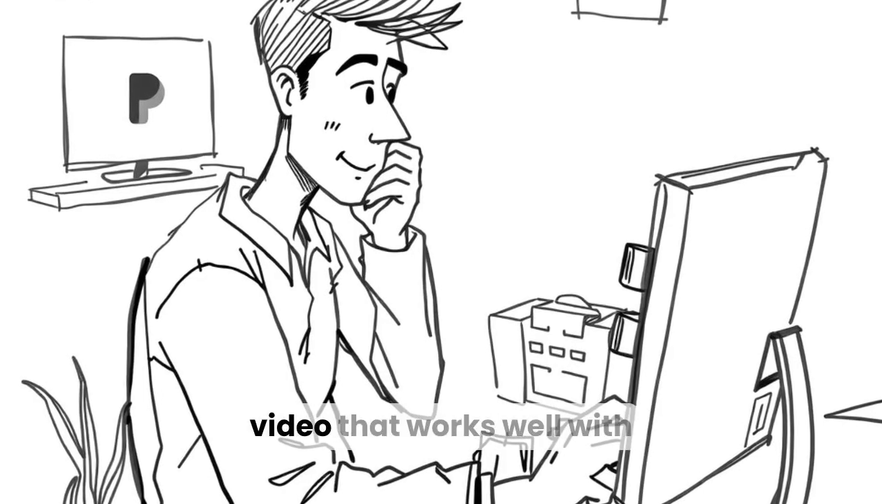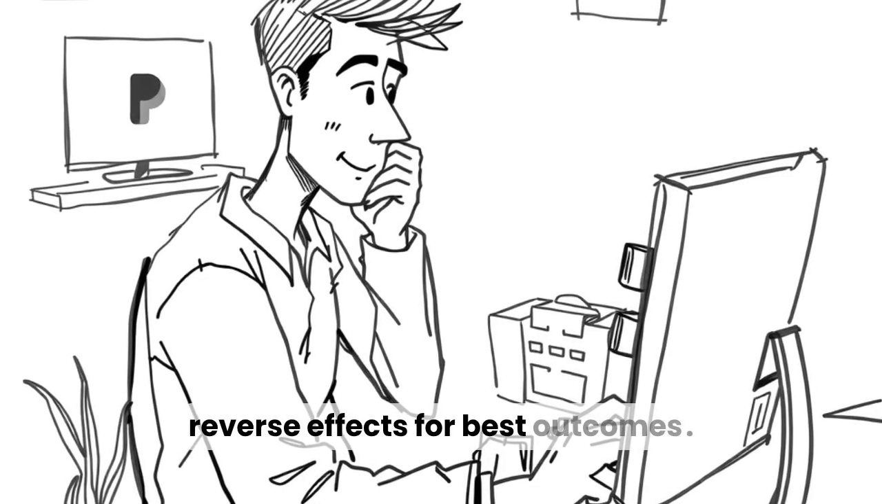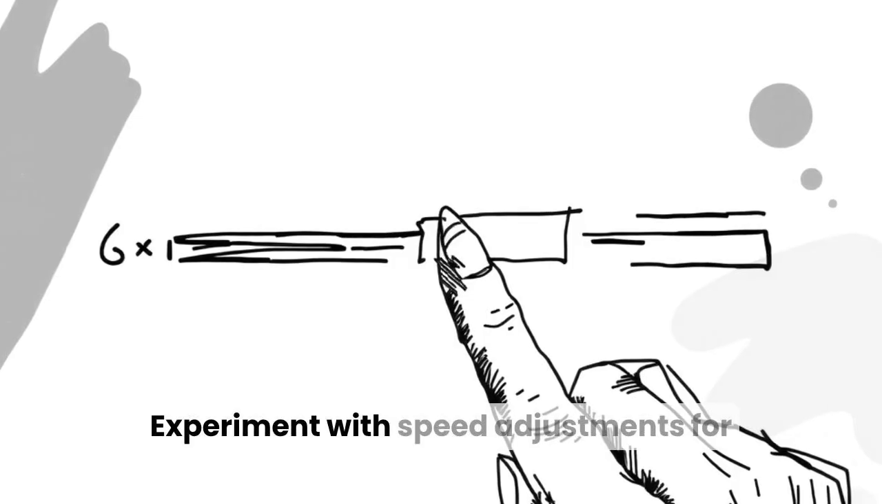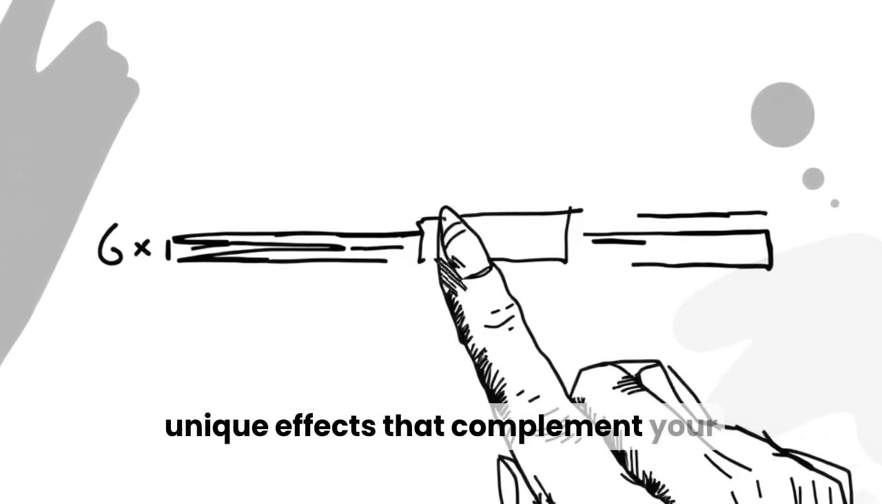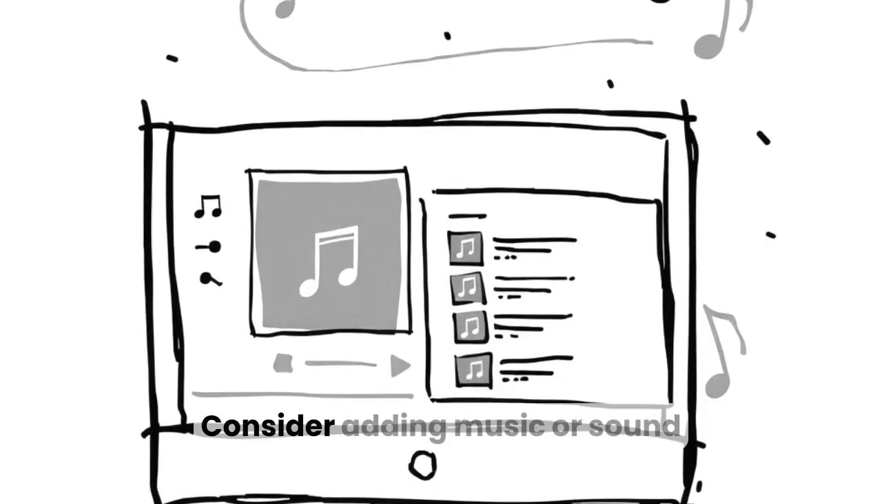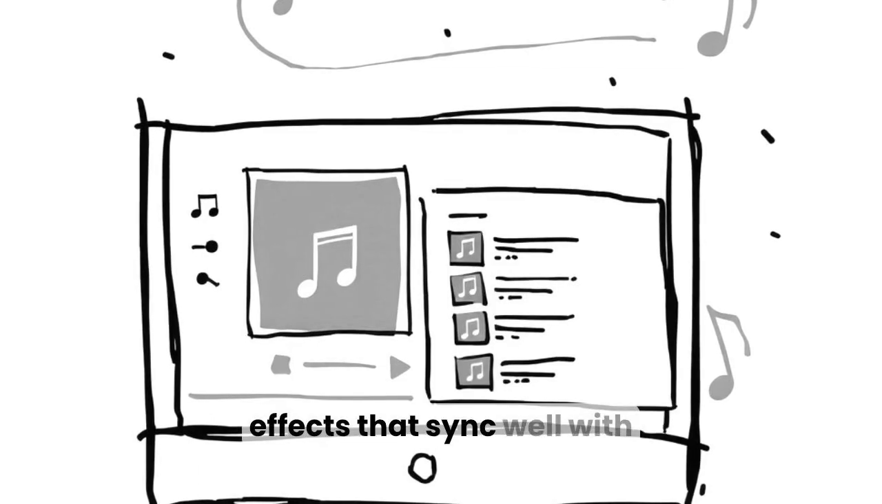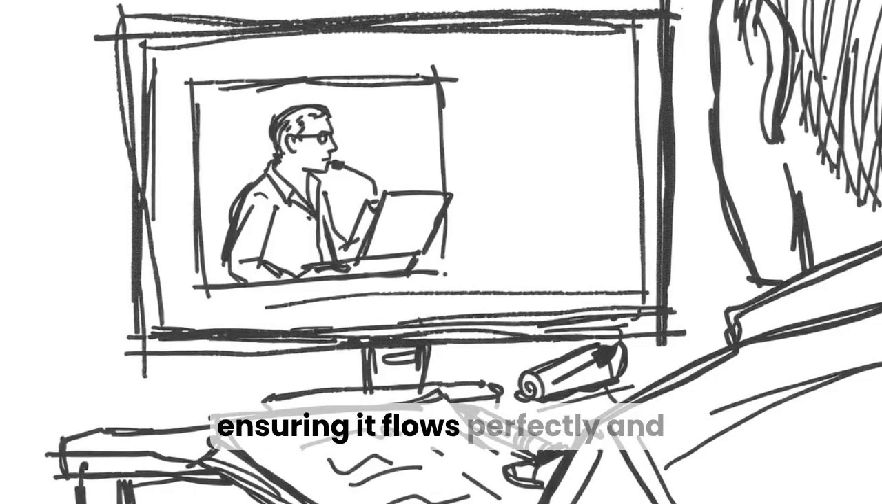Make sure to choose a video that works well with reverse effects for best outcomes. Experiment with speed adjustments for unique effects that complement your reversed video. Consider adding music or sound effects that sync well with your reversed clip. Play back your reversed video, ensuring it flows perfectly and captivates your audience.